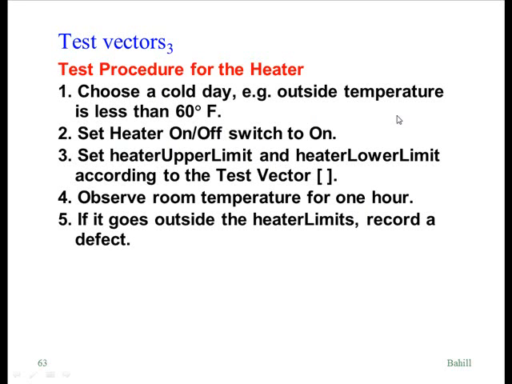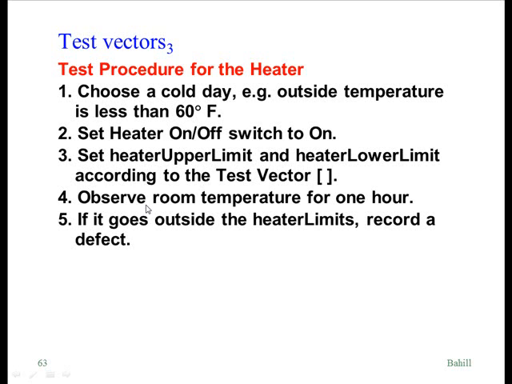Here's a procedure for testing the heater. Okay, this is what you can do in, I guess, real life. Choose a cold day, e.g., outside temperature is less than 60 degrees Fahrenheit. That's very cold for Tucson, by the way. So you set the heater switch to on, then you set the heater upper limit and the lower limit according to whatever you have defined in your test vector. Then you observe the room temperature for 1 hour and see what happens, if the system is going to conform to what you've specified or not.